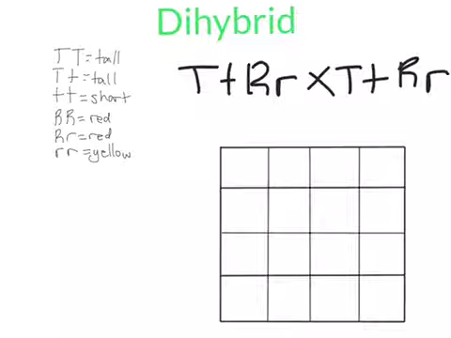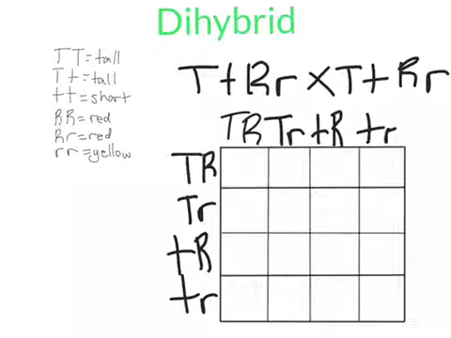The next step is to determine what alleles each parent can put into their gametes, and the easiest way is to use the FOIL method, which stands for first, outside, inside, last. So now I'm going to write it as so. Now, to fill in the Punnett square, you have to combine the alleles to make the genotype of the offspring as so.